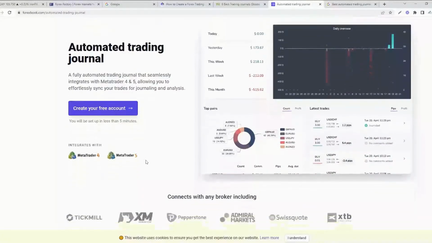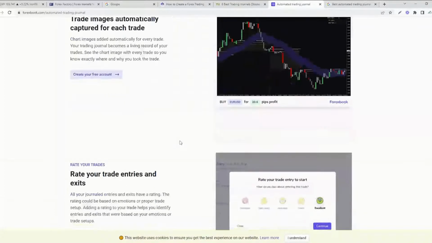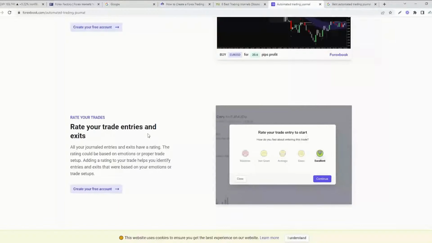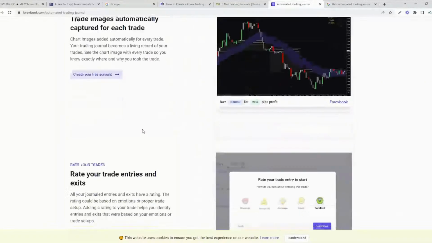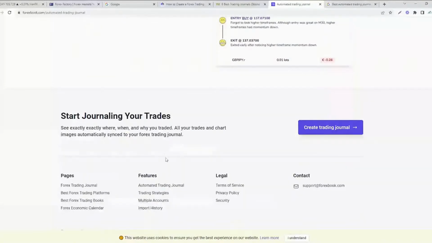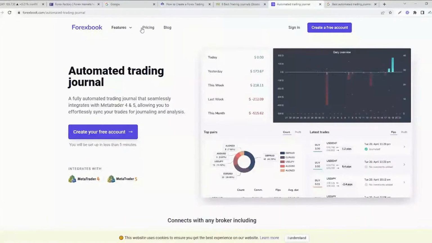Okay, and it connects with many brokers as well. The trade images are automatically captured for each trade, so that's good. You can also rate your trade entries and exits. I guess it's a personal rating, so I don't know if it's a really good feature, but the fact that it automatically captures your trades is really useful. You can add your comments as well, and you can start journaling the trades. So this is just an example of some of the automated trading journals that are available.